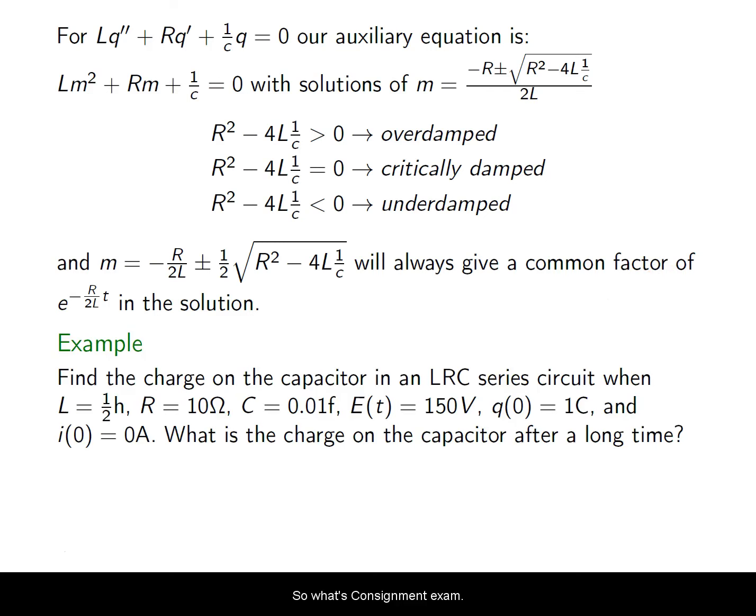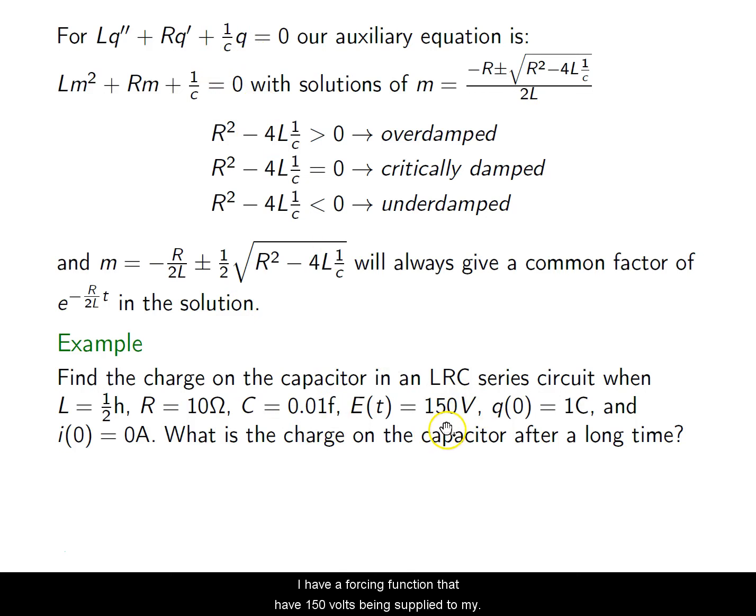So let's get started with an example. Again, we're just going to build this equation and solve it. So here I'm giving you all of the things that you need. We have an LRC circuit. L is 1/2, R is 10 ohms. The capacitance is 0.01 farads.